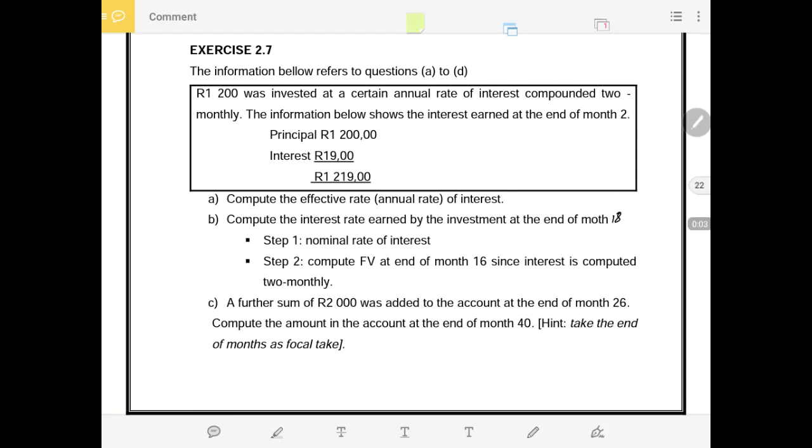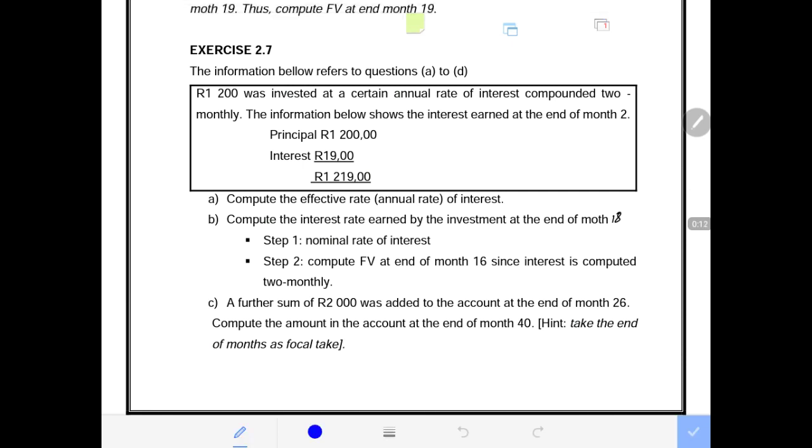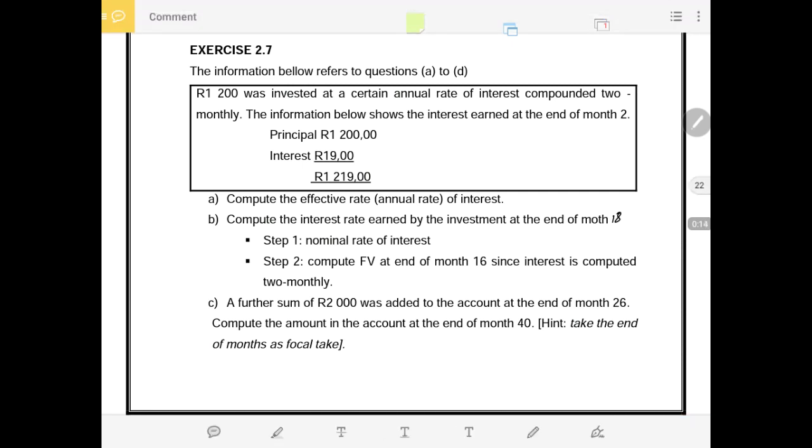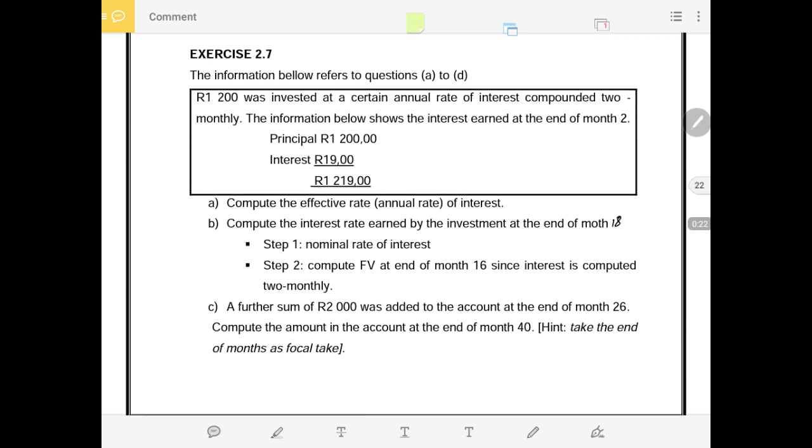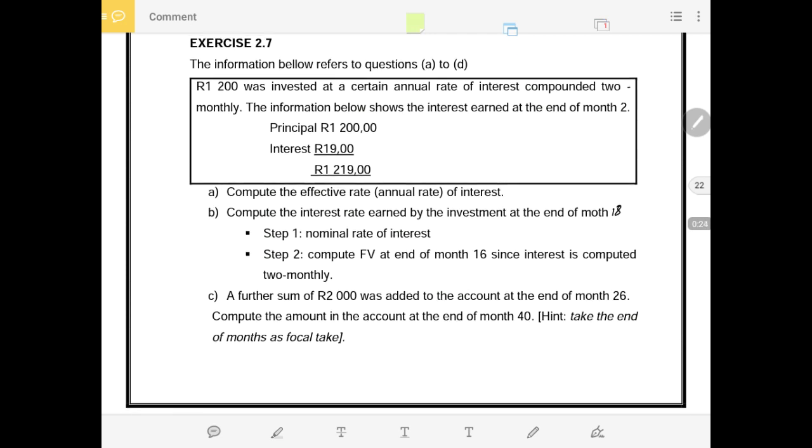Once again, we continue with the topic called compound interest. And I am now busy with exercise 2.7. The intention is to complete all the exercises, or all the questions, that are under 2.7. However, I'll do them batch by batch, 2 by 2 or 3 by 3 or 4 by 4, or 1 by 1, depending on how each question is structured.